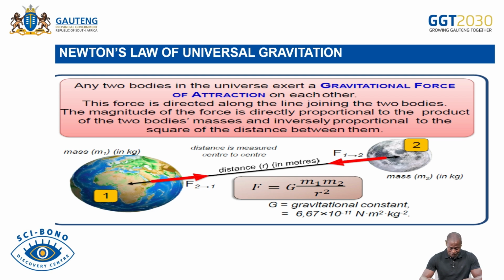which is the law of universal gravitation, right? So when it comes to this law, any two bodies in the universe exert a gravitational force on each other, right? And then this force is directed along the line joining the two bodies, and the magnitude of the force is directly proportional to the product of the two bodies' masses, and inversely proportional to the square of distance between their centers.